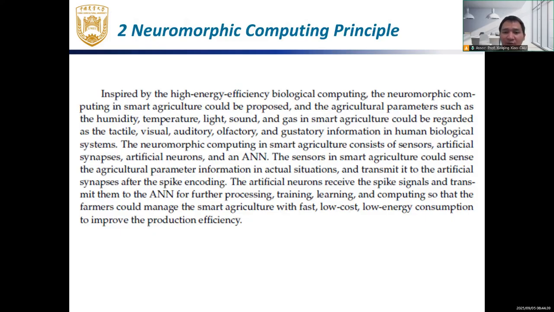So the sensors could sense the parameters in actual situations and then transfer them to the synapse for spike encoding. And then the artificial neurons could receive the spike signals and pass them to the AI for further processing, training, learning, and computing, so that we can manage all the smart parameters with fast, local, low energy consumption, and improve all the production efficiency.